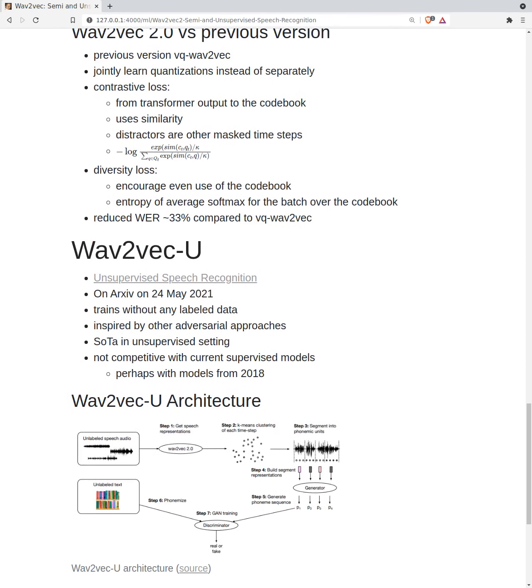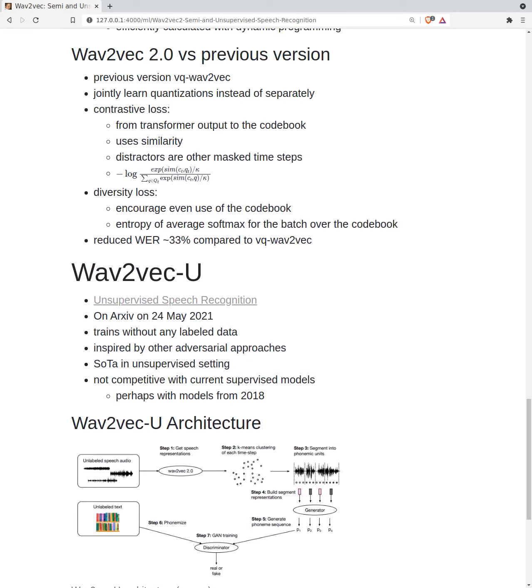How is Wav2vec 2 actually different from the previous versions? The previous version is VQ-Wav2vec, and there they trained the quantizations separately. Here in Wav2vec 2 we learn the quantizations and the network together during pre-training, and then we only fine-tune the last layer. So the pre-training is a single step, whereas it was two-step.